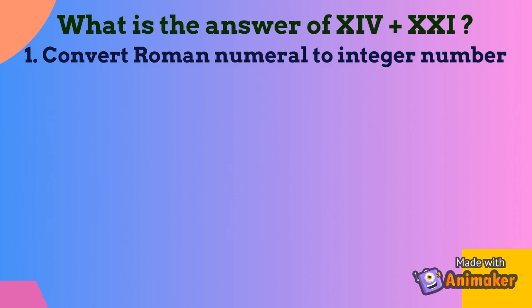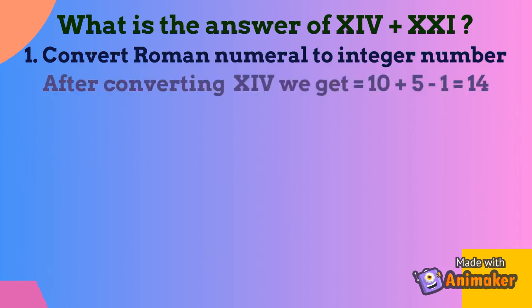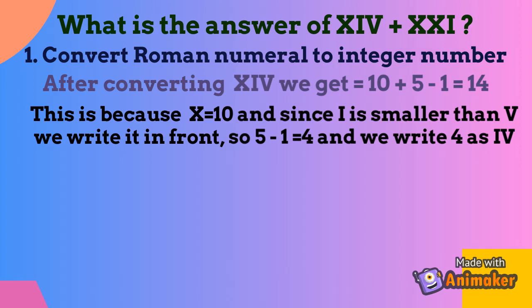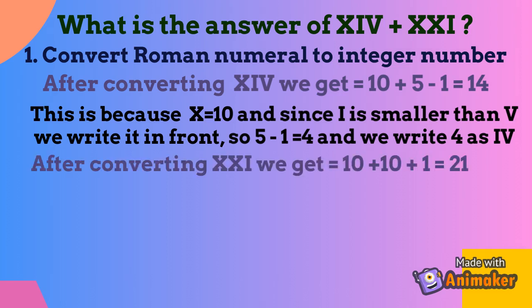After converting XIV, we get 10 plus 5 minus 1 equals 14. This is because X stands for 10, and since I is smaller than V, that is 1 is smaller than 5, we write I before 5, and 4 is written as IV. After that, convert XXI. There are 2 Xs, that means there are two 10s, that is 10 plus 10, and I stands for 1, that is 10 plus 10 plus 1 equals 21.